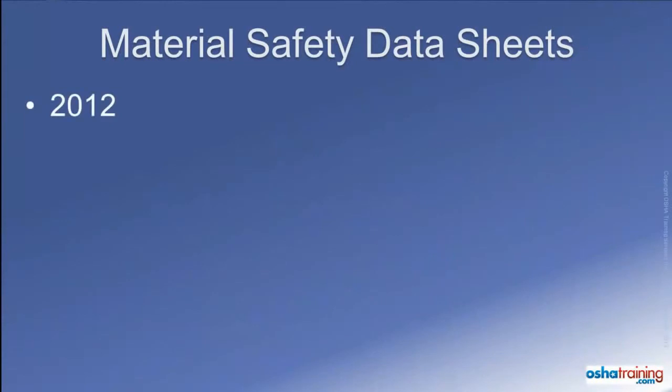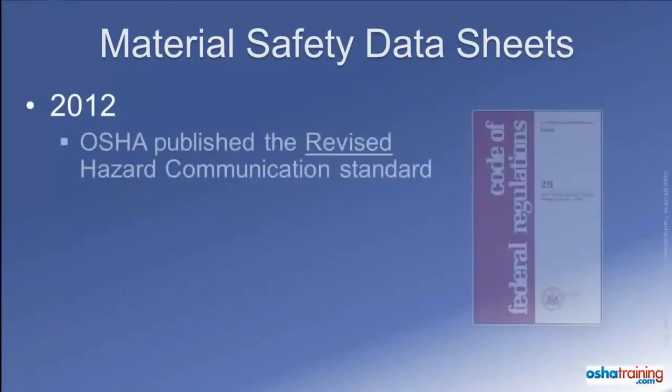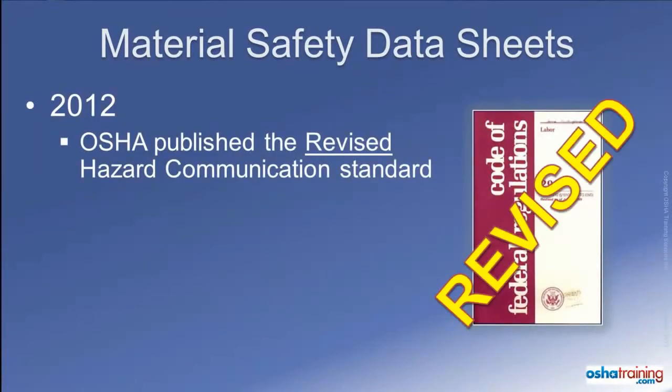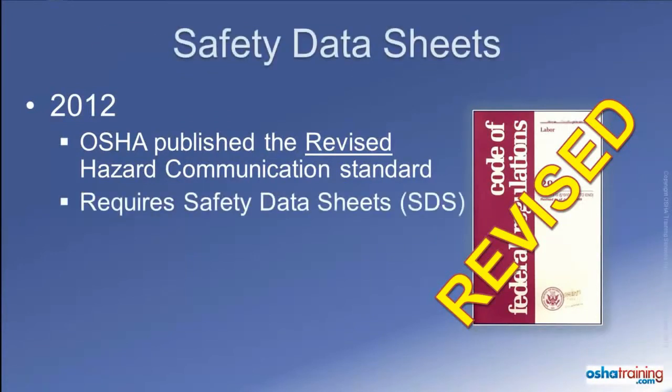So, in 2012, OSHA revised their hazard communication standard and did away with the requirements for material safety data sheets. Now, manufacturers and distributors of hazardous chemicals and products will have to start providing a new informational document called a Safety Data Sheet, or SDS.